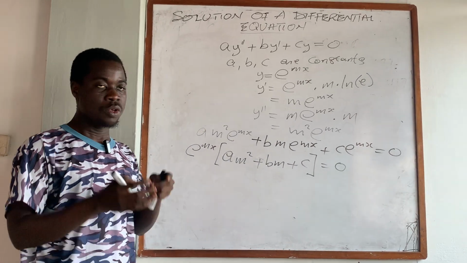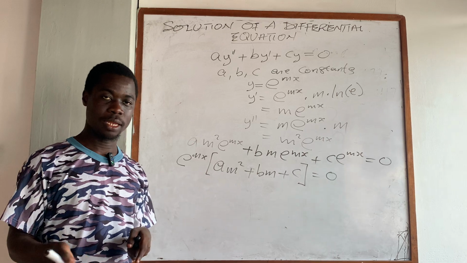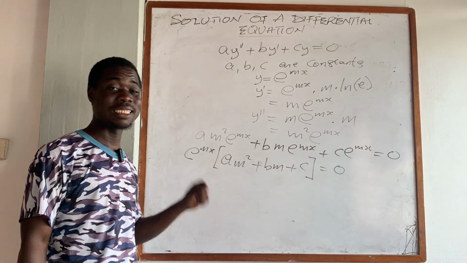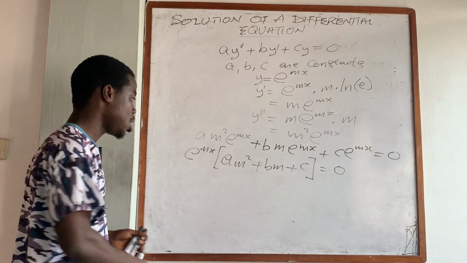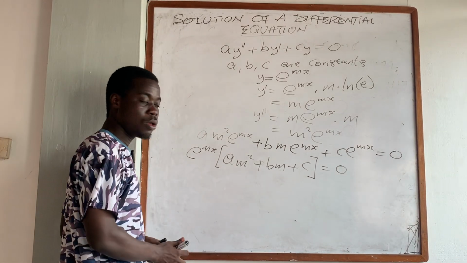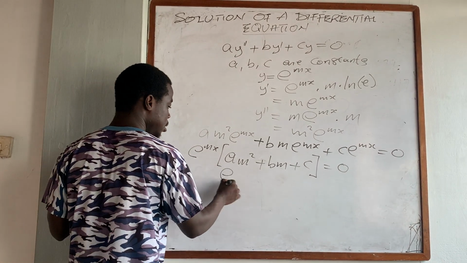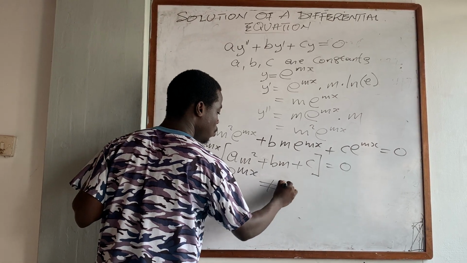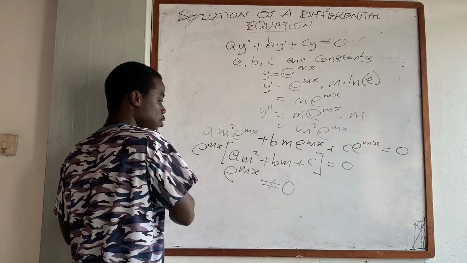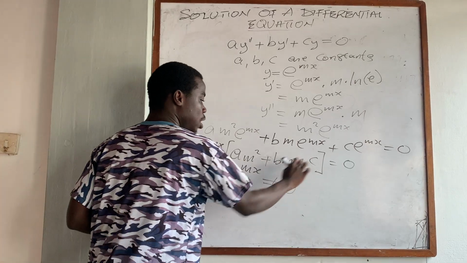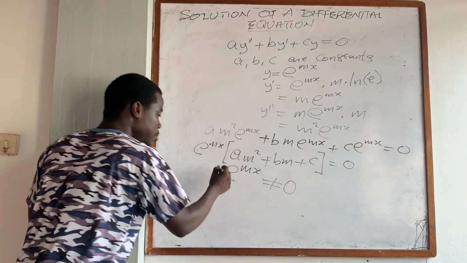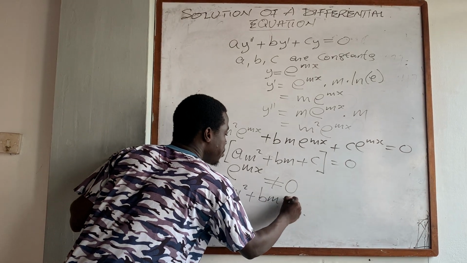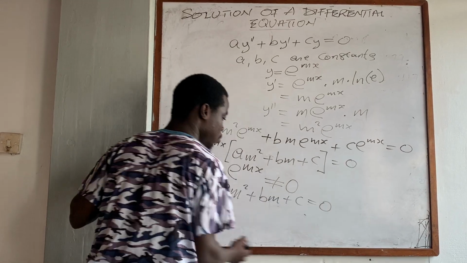So if you have two things multiplying, or let's say if you have two functions multiplying, either one of them is 0 or both of them is 0. Now, if you check this, here we are saying that this is not equal to 0. So if this one is not equal to 0, automatically what we have here is equal to 0. So that means we'll get am squared plus bm plus c, and is equal to 0.